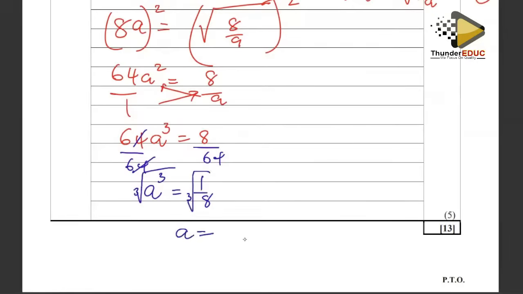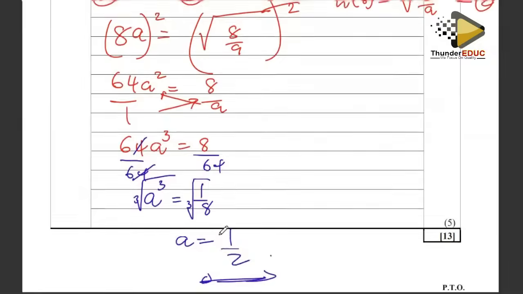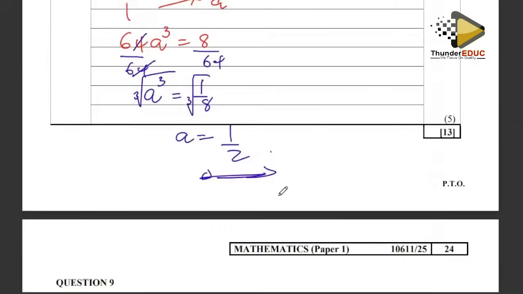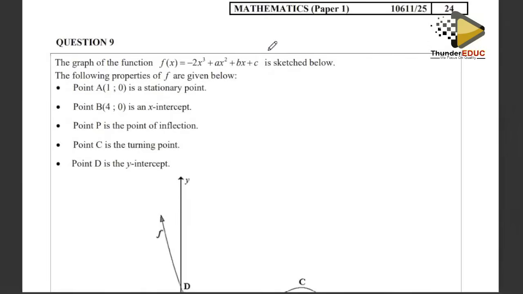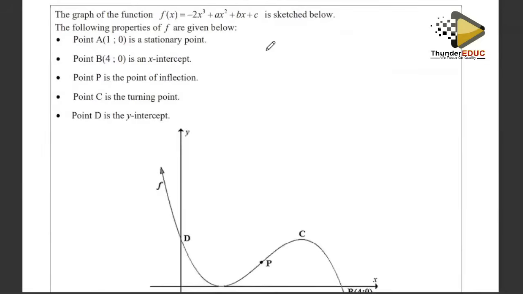Okay, so meaning that a is 1 over 2. All right, so that is how I would have obtained those 5 marks for myself. All right, then question number 9, where I believe the examiners were kind of unfair with the mark allocation. Anyway, let me not complain about marks, but I'm being realistic.